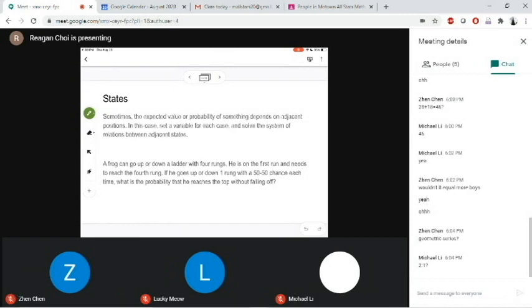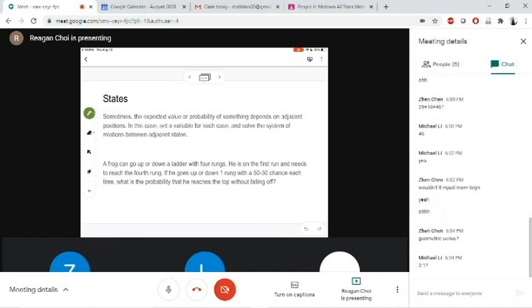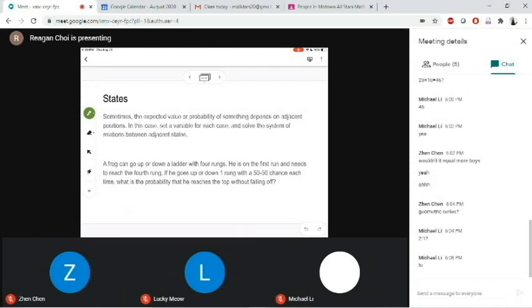So there's 4 rungs. Let's just do them to the right. So there's rung 1, 2, 3, and 4. The frog starts here, and he can go up or down 50-50, a coin flip every time. And what's the probability that he reaches the top without falling off?